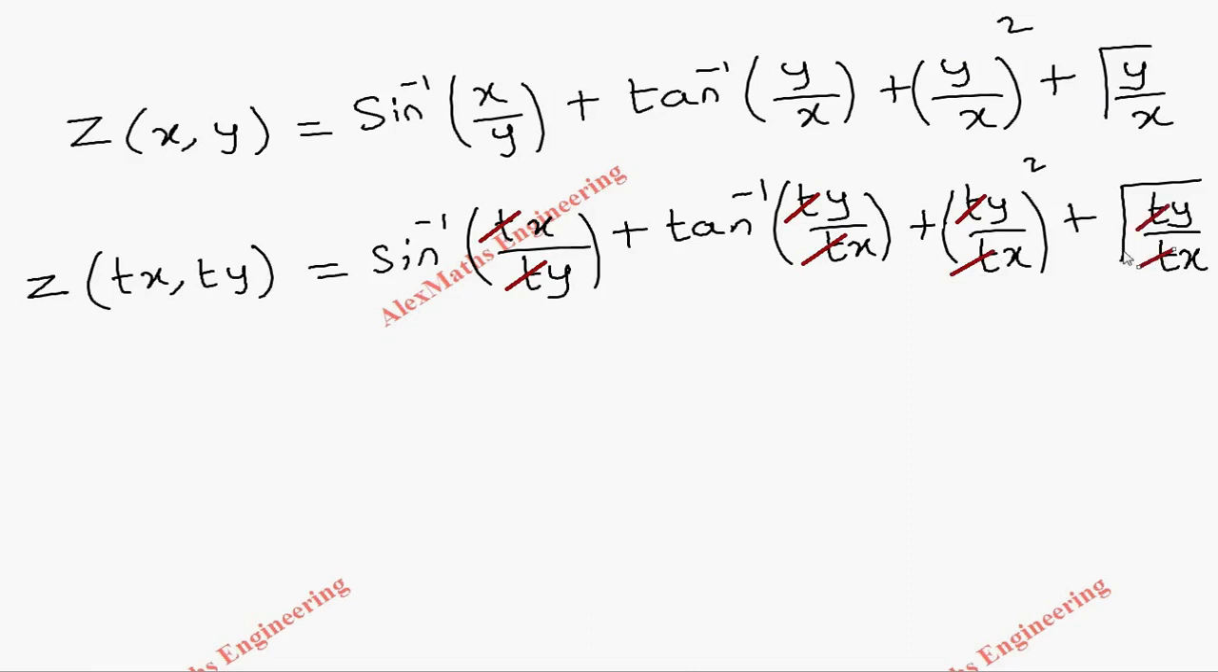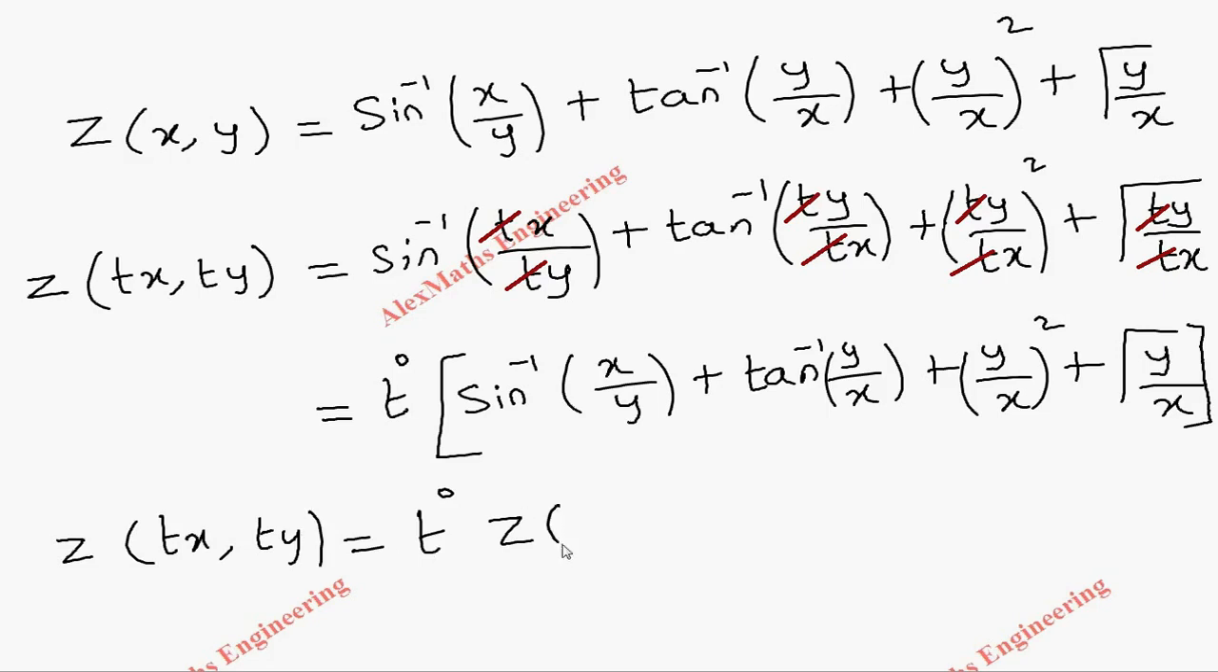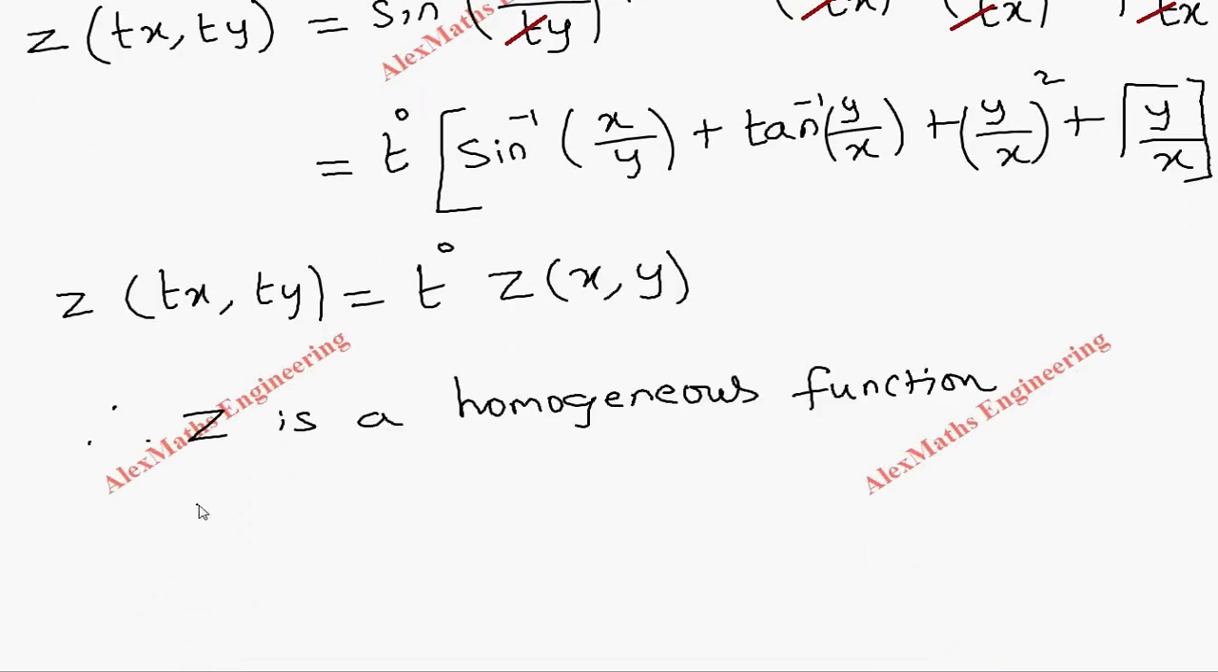Then after cancelling, we are getting back the same function, and outside also there is no t term left, so totally this is multiplied by t power 0. This indicates that we are getting back the same function and we have t power 0. So z of tx comma ty is nothing but t power 0 into z of x comma y. From this, it is clear that it is a homogeneous function of degree 0. So the value of n is 0.